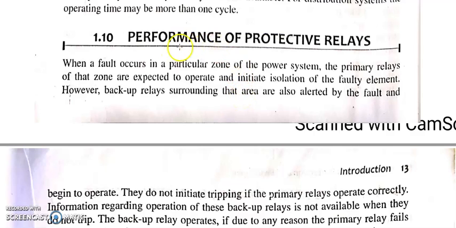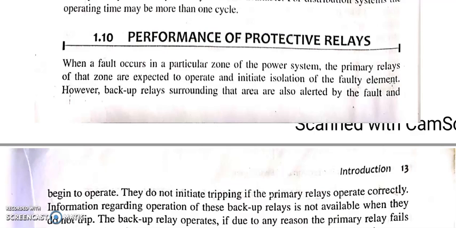Hello guys, in today's class we shall discuss the topic performance of protective relays. Okay, so we know that backup relays will operate only when no primary relays operate. That is, if primary relays fail to operate, then only the backup relay will come into the picture. That will isolate the faulty part from the healthy part of the system. So as per this, relay performance is generally classified as correct operation, incorrect operation, as well as no conclusion.